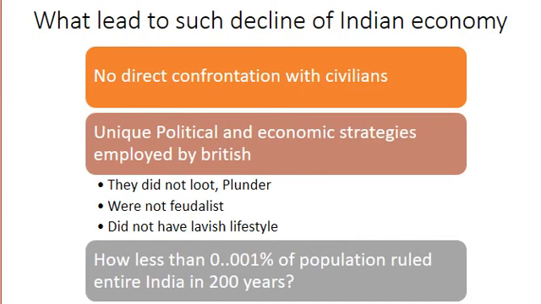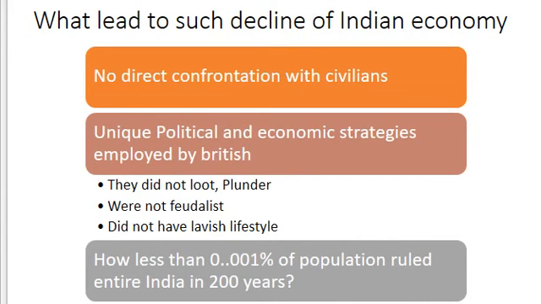They didn't loot, they didn't plunder directly, they were not feudalists, and they didn't have a lavish lifestyle initially when they came. They constituted less than 0.001% of the population when they ruled the entire India in 200 years. So how did they do that? The East India Company's political power expanded in India from 1757 onwards. They used huge revenues generated by provinces when they got the Diwani of Bengal, and after that they used a divide and rule policy to get rights to collect revenue from other regional provinces also.